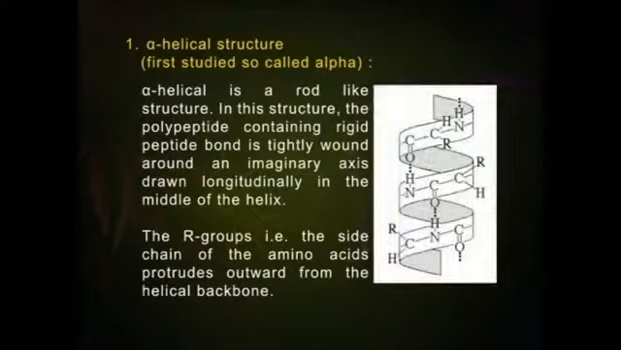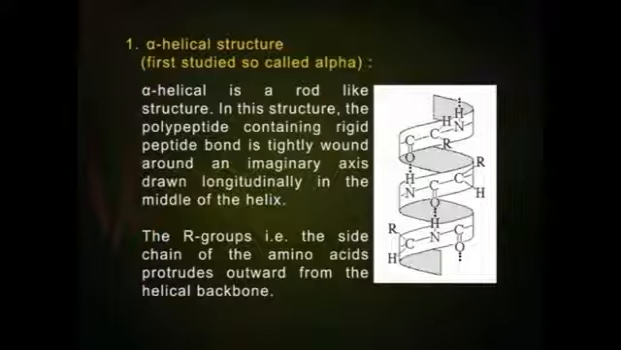4 types of secondary structure are found in proteins. Let us discuss them one by one. Number 1. Alpha helical structure. Alpha helical structure is a rod-like structure.